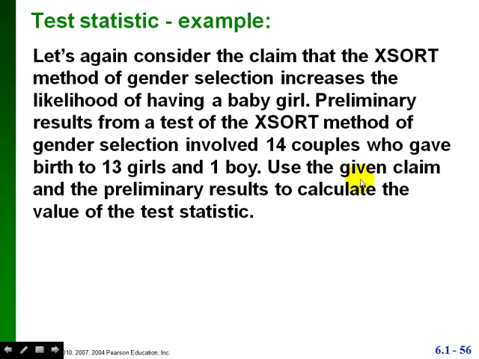So let's go back and look at an example. In this one, we had our gender selection method. The claim is that it increases the likelihood of having a baby girl. Some results from a test of this method involve 14 couples who gave birth to 13 girls and 1 boy. So we're going to test that. We're going to use the claim and these sample statistics to calculate the value of our test statistic.